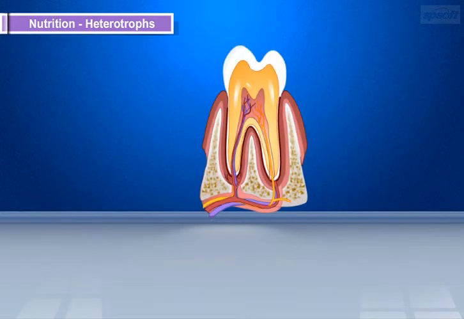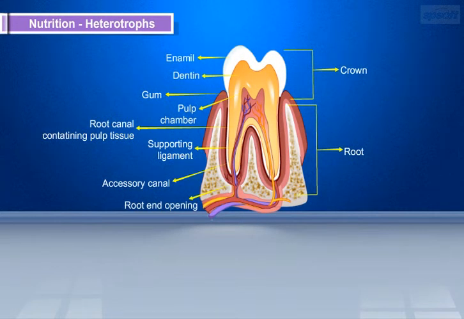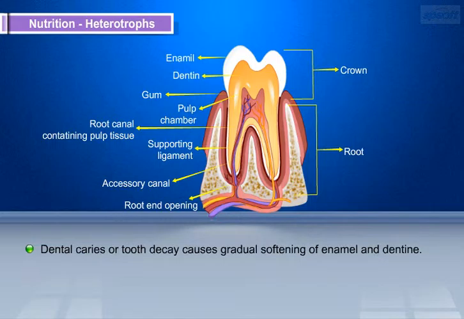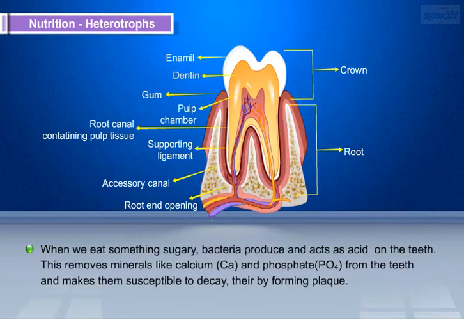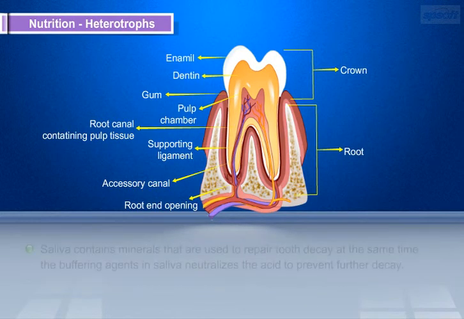Now let us discuss dental caries in living organisms. Dental caries or tooth decay causes gradual softening of enamel and dentine. Saliva contains buffering agents that protect the teeth from decay. When we eat something sugary, bacteria produce acid that acts on the teeth. This removes minerals like calcium and phosphate from the teeth and makes them susceptible to decay by forming plaque.